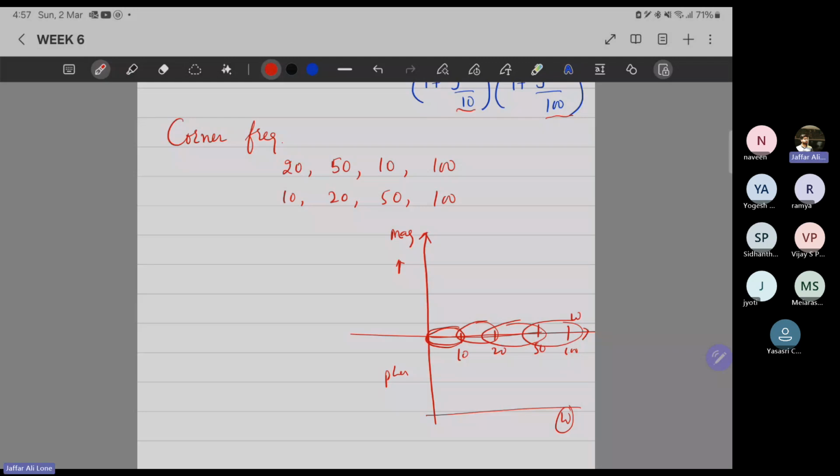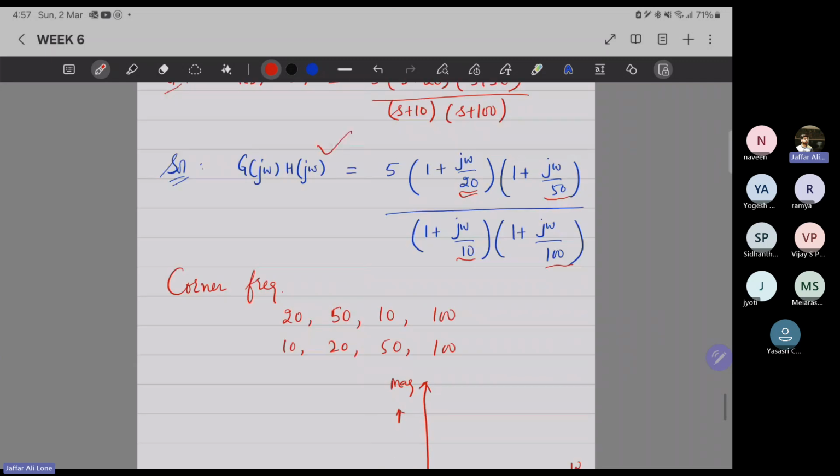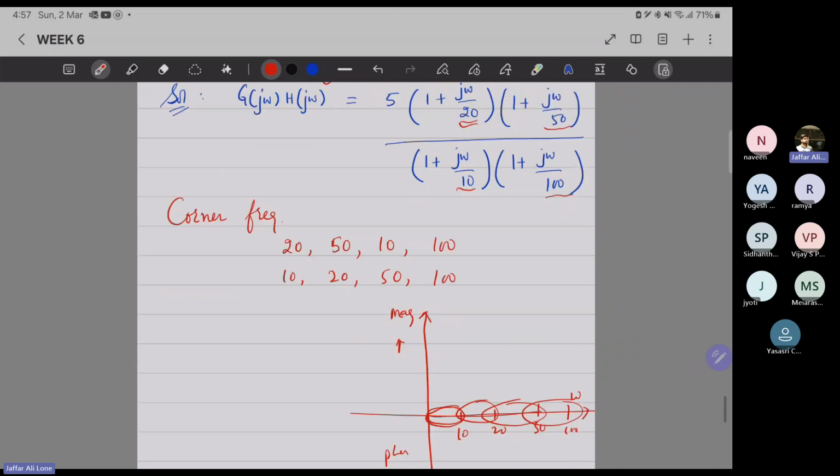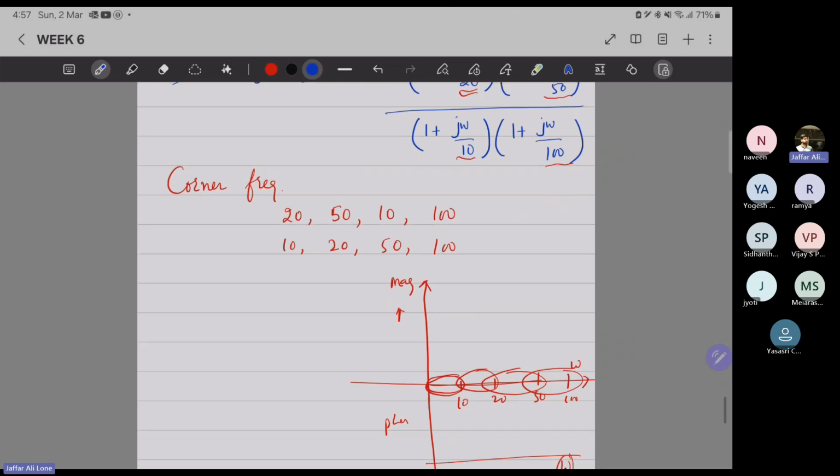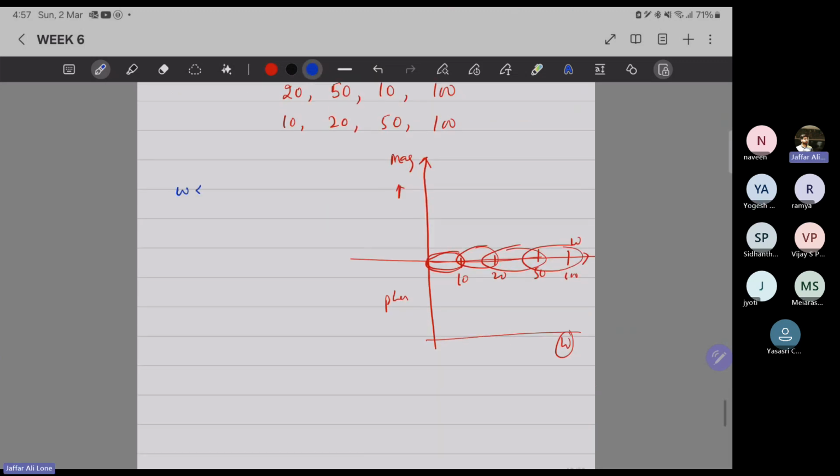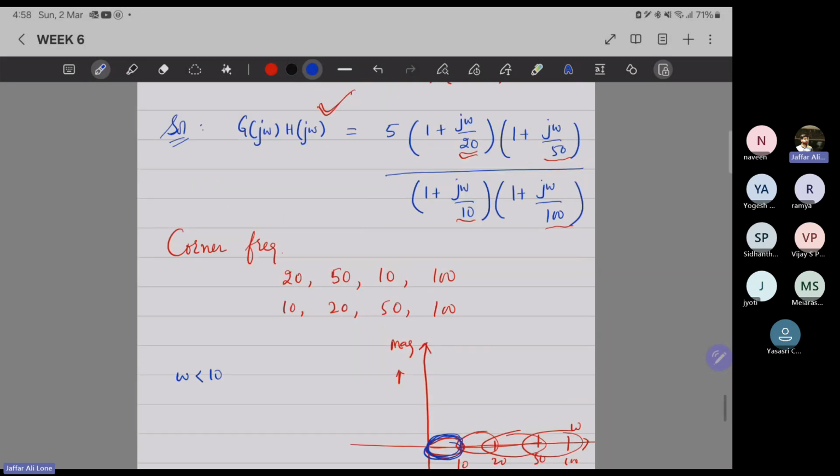So you have this G(j omega)H(j omega). Based on this, I will proceed. So my first case is omega is less than 10. So this area, this is my first part. Like, how will my magnitude vary with respect to omega in this region, when my omega is between 0 to 10?